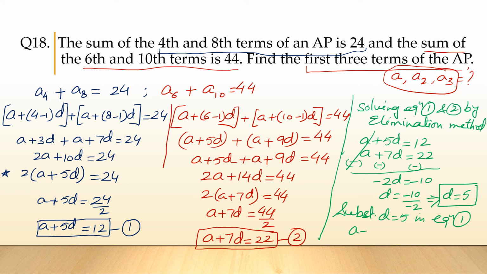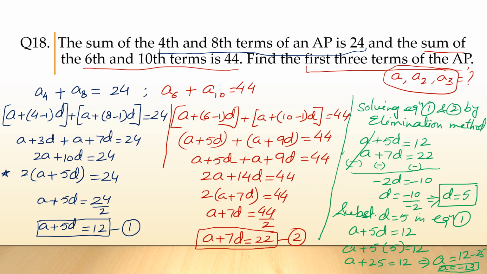So equation 1 is a plus 5d equal to 12. We put the value of d, 5, so a plus 5 times 5 equal to 12. So we have a plus 25 equal to 12. So it means a is equal to 12 minus 25, which is equal to minus 13. Now we have the value of a and the value of d.